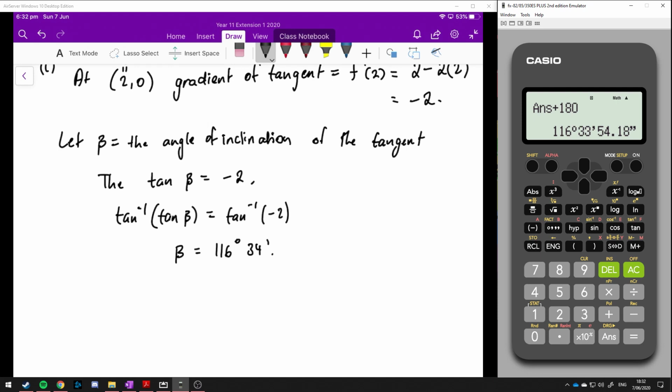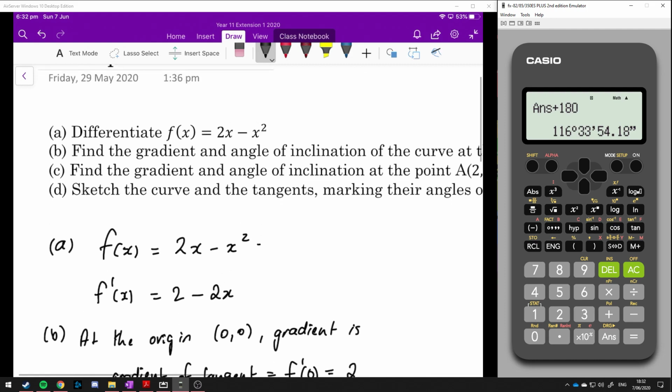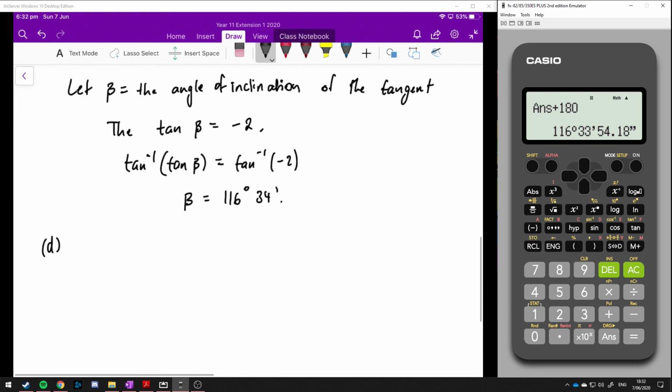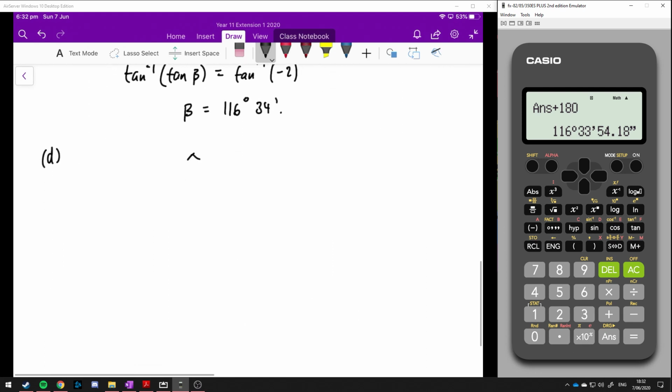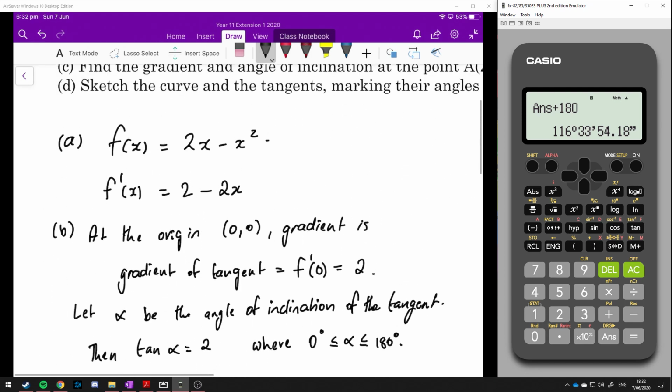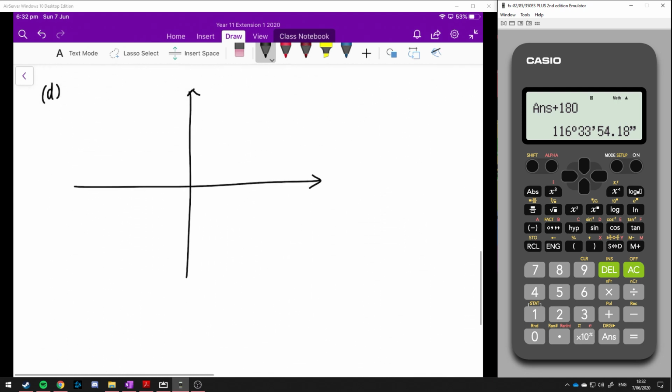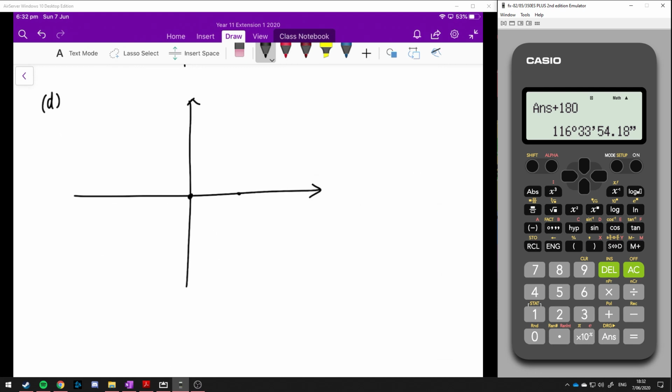Now part D, the last bit. Part D is to sketch the curve and the tangents, marking their angle of inclination. The curve that we've got in this case is a negative parabola. The roots of this parabola are at, well, we know where they are because they've actually been shown to us. They're at (0, 0) and (2, 0). So 1 is here and 1 is here. And 0.